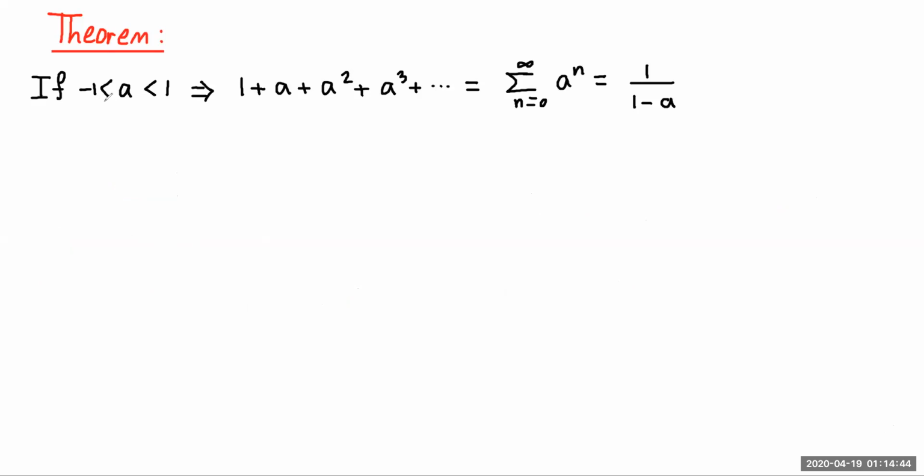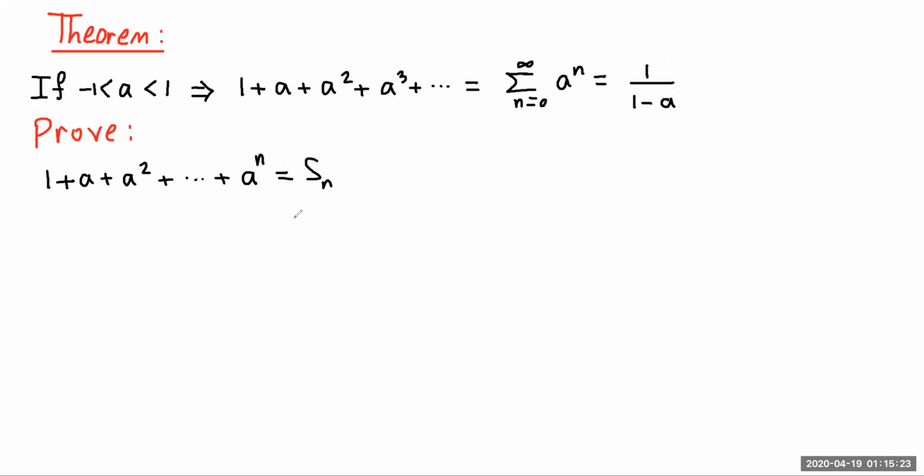If a is any number between minus 1 and 1, then the sum 1 plus a power 2 plus a power 3, etc., without stop, will be 1 over 1 minus a. Okay, how to prove this? Suppose that the sum 1 plus a plus a power 2 plus up to a power n equals Sn.